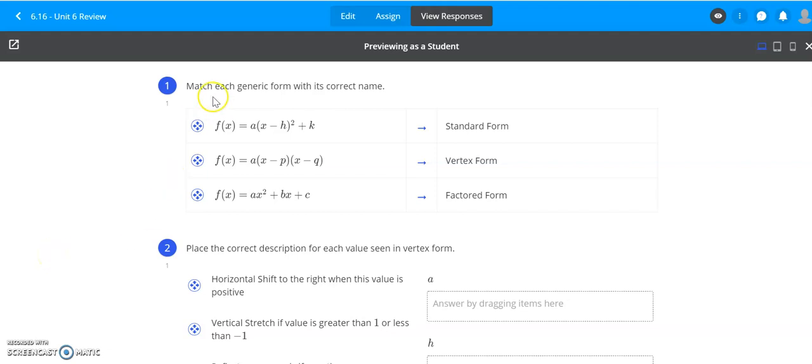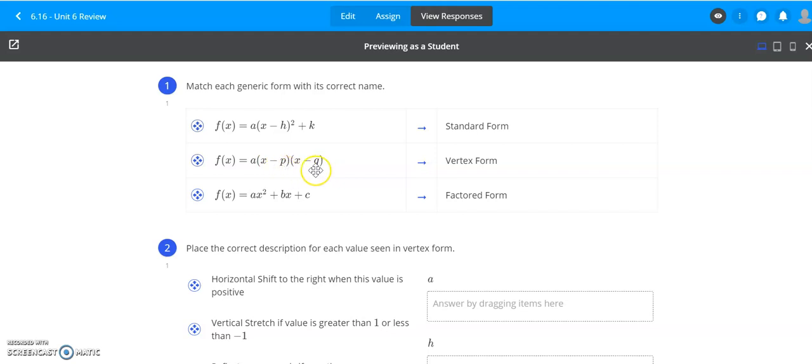Unit 6 review. Match each generic form with its correct name. So these are just the 3 different formats of quadratic functions we've seen. This is the first one that we learned. We learned this second one, and then finally the third one. So the first one, if you remember, is in vertex form. We have the h and the k, which tells us exactly where the vertex is at.